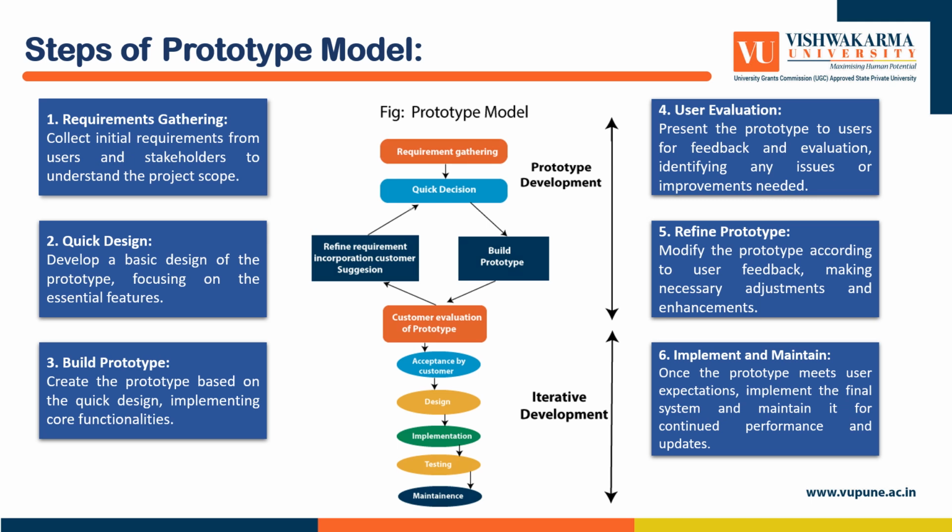Fourth, user evaluation. Then we present the prototype to users for their feedback and evaluation. Fifth, refine prototype. Based on the feedback, we refine and improve the prototype interactivity. Sixth, implement and maintain. Finally, once the prototype meets user expectations, we implement the complete system and maintain it for ongoing performance.